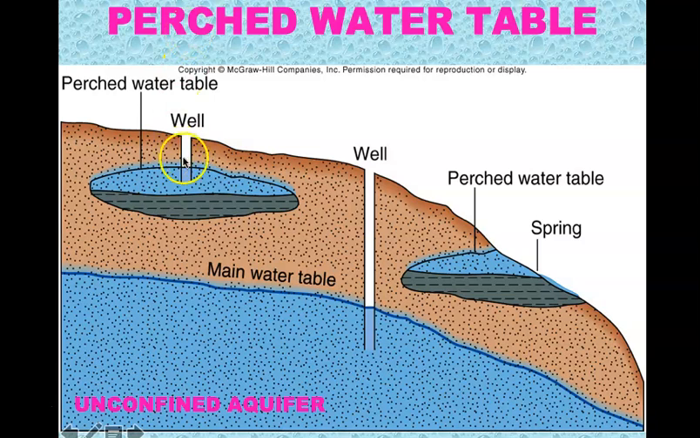So a perched water table is a false or a fake water table. It's well above the main water table. It can cause trouble if you're inexperienced in drilling a well, and it can also contribute to an occasional spring flowing at the surface.